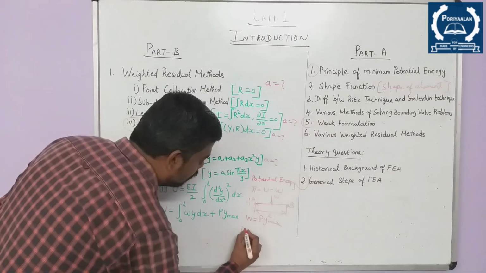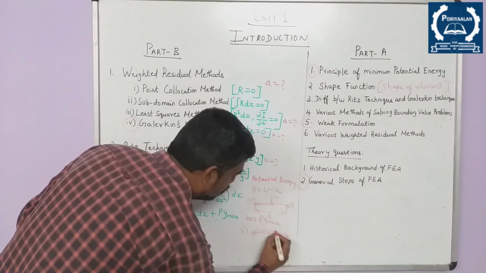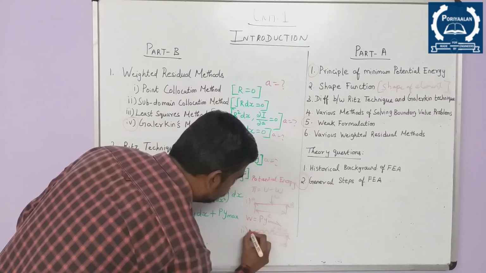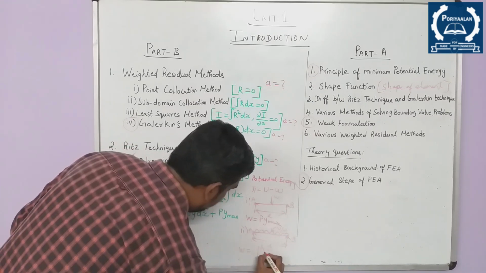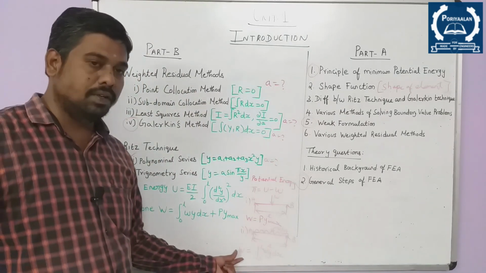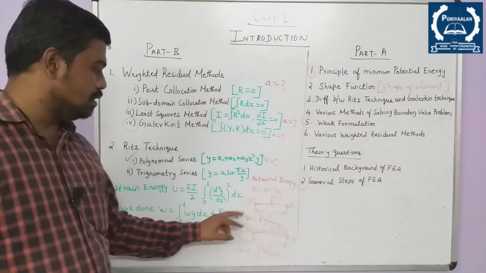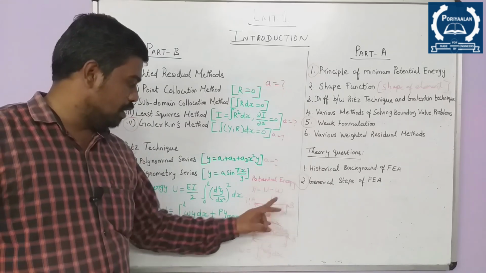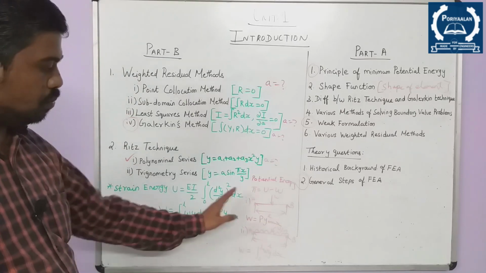Next, the other problem is a simply supported beam with a UDL, a uniformly distributed load. Here the work done formula changes to the integral from 0 to L of W y dx. Here we have to find the value of W. These 2 problems definitely appear in Ritz techniques: either a simply supported beam with a center point load, or a simply supported beam with UDL. So concentrate on these 2 problems. These 2 problems are enough.